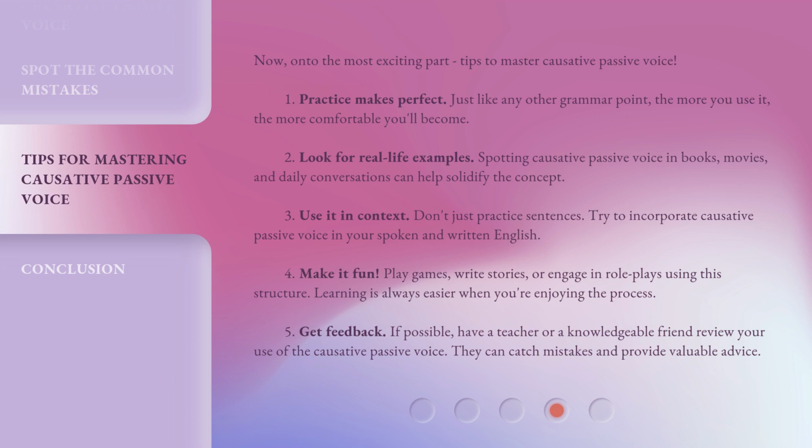3. Use it in context. Don't just practice sentences. Try to incorporate causative passive voice in your spoken and written English. 4. Make it fun. Play games, write stories, or engage in role plays using this structure. Learning is always easier when you're enjoying the process.